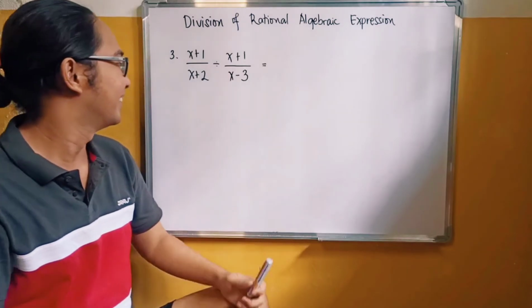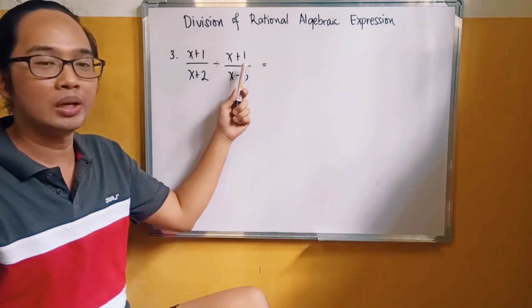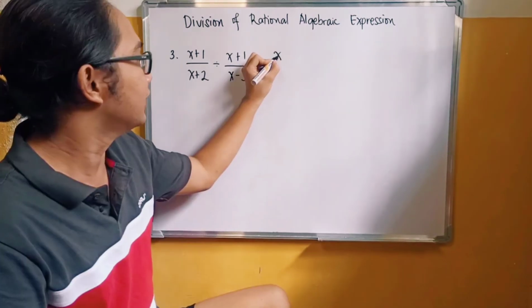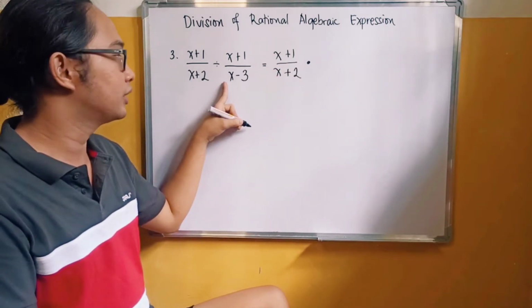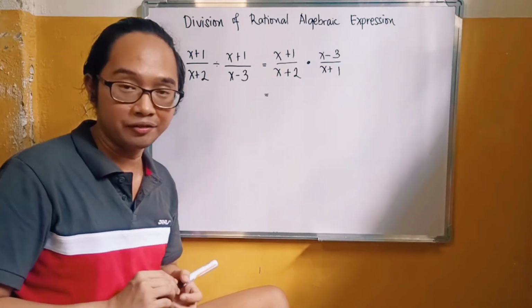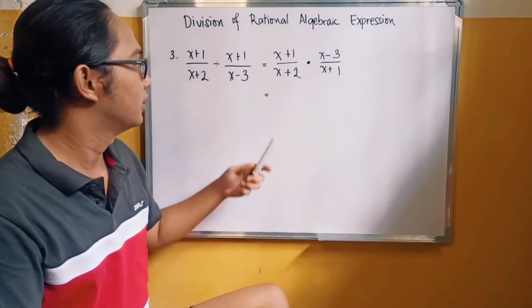Example number 3. X plus 1 over x plus 2 divided by x plus 1 over x minus 3. X plus 1 over x plus 2 multiplied by x minus 3 over x plus 1. Afterwards, i-check natin kung meron tayong pwedeng i-factor out.